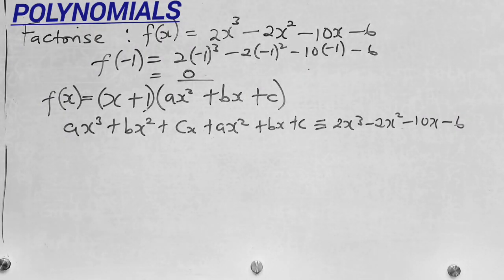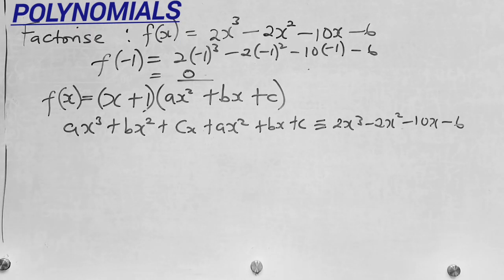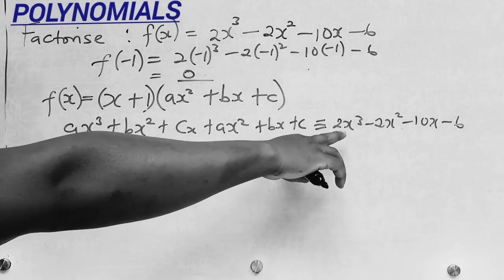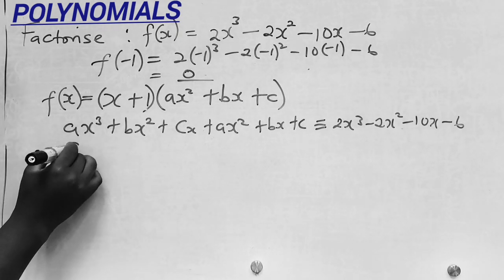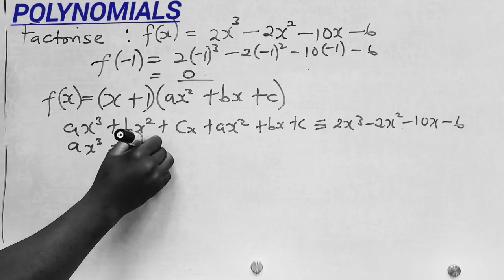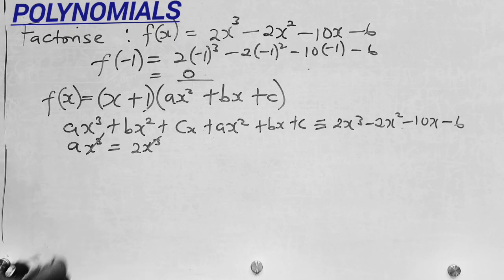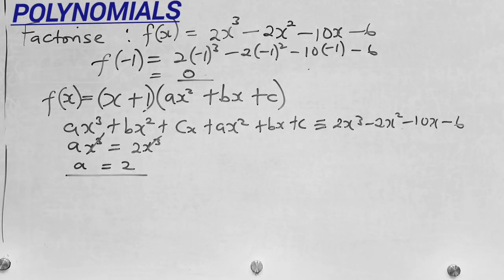So the first letter is a. So we'll take the terms that are of the same degree. Ax cubed, x cubed is in the same degree with 2x cubed that side. So we equate those two. Ax cubed is equal to 2x cubed. Then x cubed and x cubed cancel. Then we'll be left with a is equal to 2. That will be the value of a.